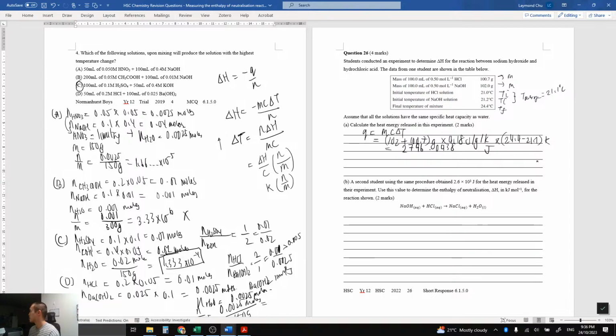2796.0438. Now, to give this in kilojoules, that would be 2.796048 kilojoules. And we want to round this one to how many sig figs? 1, 2. Have we used those numbers yet? No, not really. 1, 2, 3. 3 sig figs. So 2.80 kilojoules.